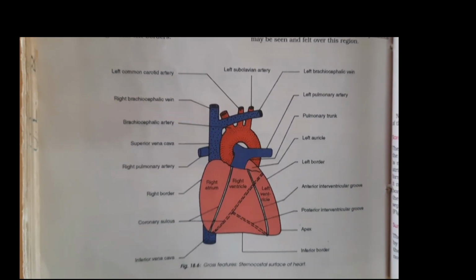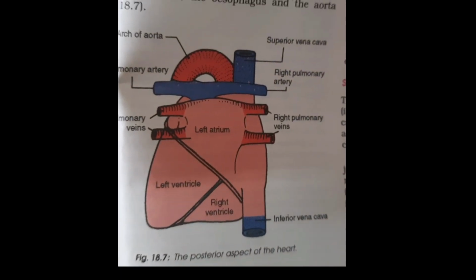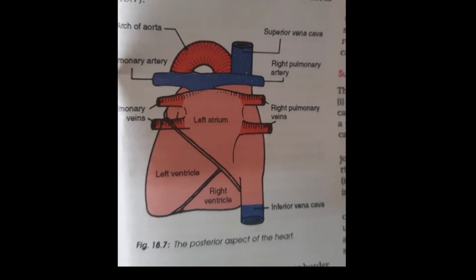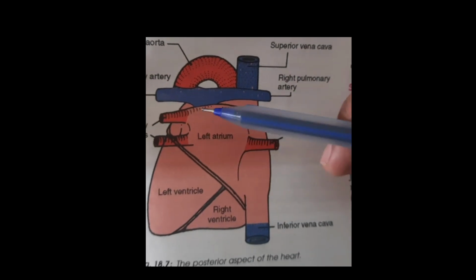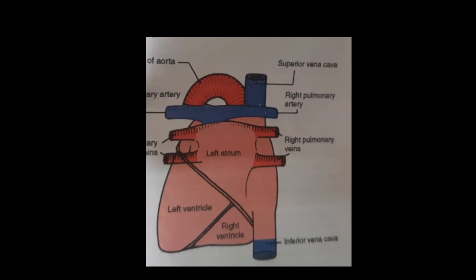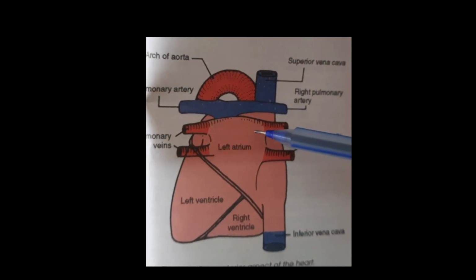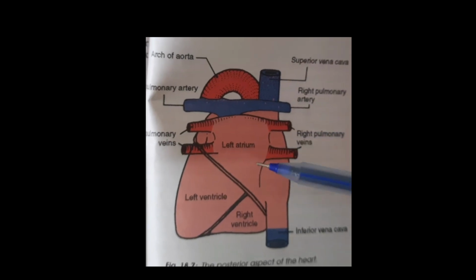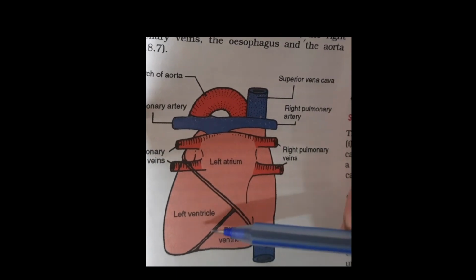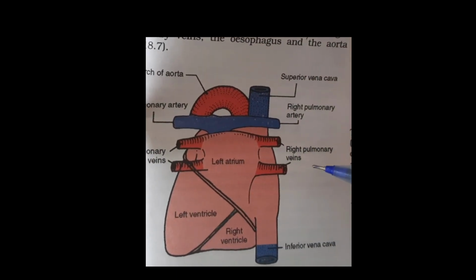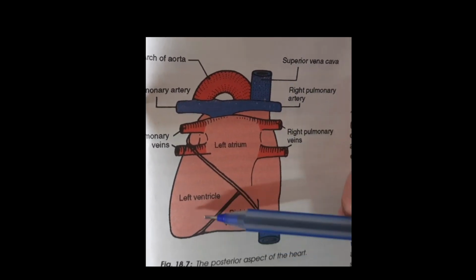Now we will see the second diagram. This is another schematic diagram which shows the posterior aspect, what we can see from posteriorly. So this is the posterior view. In the posterior view, we can see the posterior surface, which is mainly made up of the left atrium and partly by the right atrium. Another part is the inferior or diaphragmatic surface. So when we see the heart from posteriorly, we can see the posterior surface and the diaphragmatic surface.